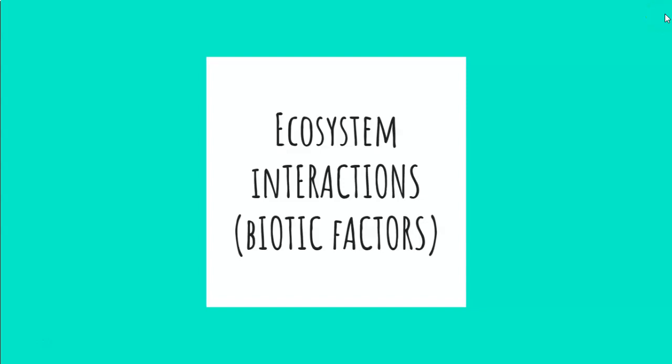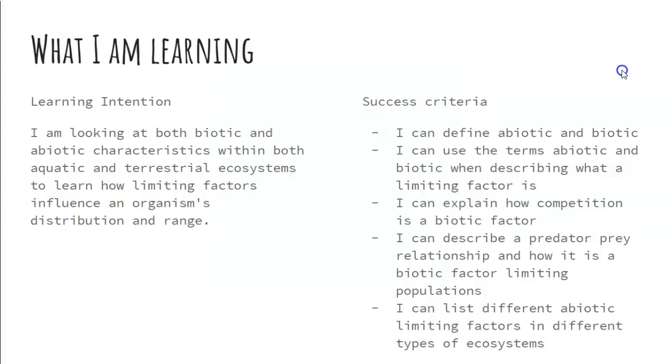Welcome to the second video on ecosystems and interactions, where we're really going to focus in on biotic factors. So today, what are you learning? You're looking at both the biotic and abiotic characteristics within both aquatic and terrestrial ecosystems and learning how these limiting factors influence the organism's distribution and range, essentially where they live and how far they move.